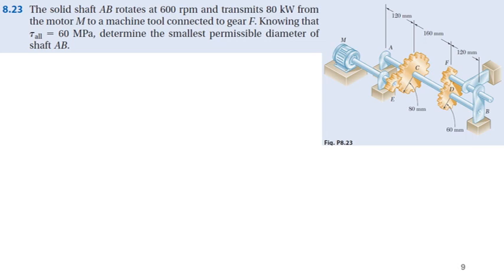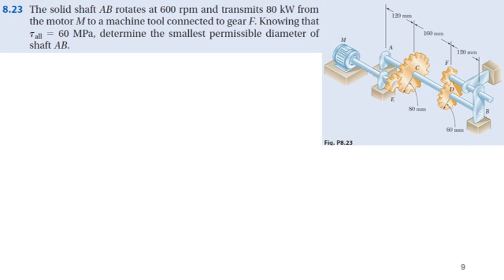Okay, now let's see another problem. A solid shaft AB rotates at 600 RPM and transfers 80 kilowatt from motor M to a machine tool connected at F. The motor is transmitting 80 kilowatt at 600 RPM from motor M to the machine tool connected at gear F. So 80 kilowatt is transferred here, and also 80 kilowatt from D to F. Knowing that tau allowable is 60 megapascal, determine the smallest permissible diameter of shaft AB.